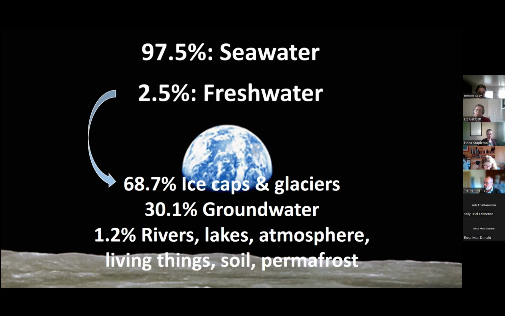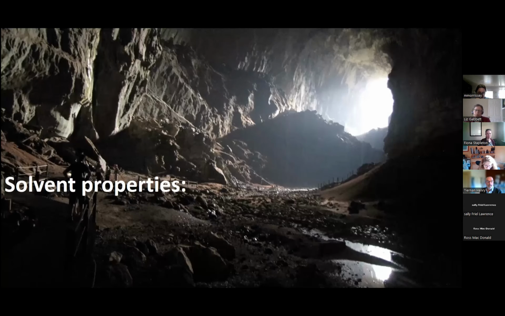Because if you look at rivers, lakes, the atmosphere, all living things, the soil and permafrost, that's only 1.2% of the available freshwater. The largest single freshwater resource on the planet is the stuff that's underneath our feet. Okay, the groundwater.